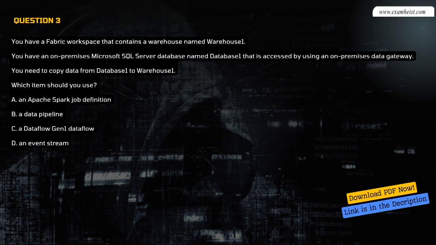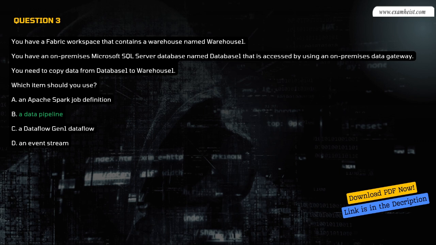Question 3. You have a Fabric workspace that contains a warehouse named Warehouse 1. You have an on-premises Microsoft SQL Server database named Database 1 that is accessed by using an on-premises data gateway. You need to copy data from Database 1 to Warehouse 1. Which item should you use? A. An Apache Spark job definition. B. A data pipeline. C. A Dataflow Gen1 data flow. D. An event stream. Speaking ahead, the correct answer is B.